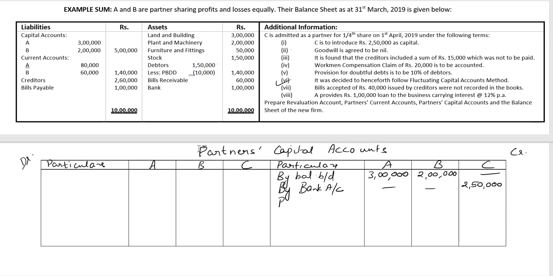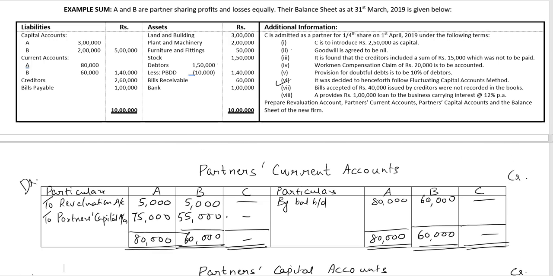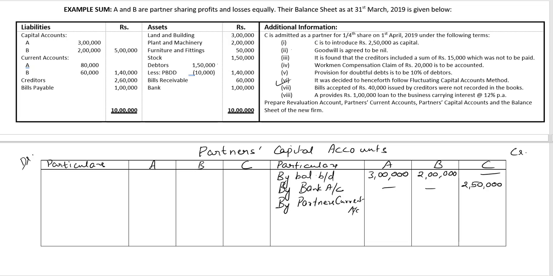Next, we'll transfer the balance of the partner's current account which we've transferred to the capital account. We'll bring it here by partner's current account. We'll refer to the partner's current account. In the case of A, it's 75,000 rupees, and in the case of B, it's 55,000 rupees. So it's 75,000 for A and 55,000 rupees in the case of B.